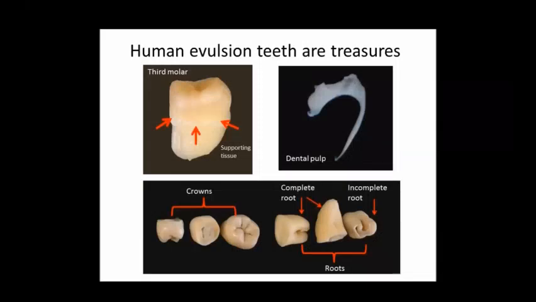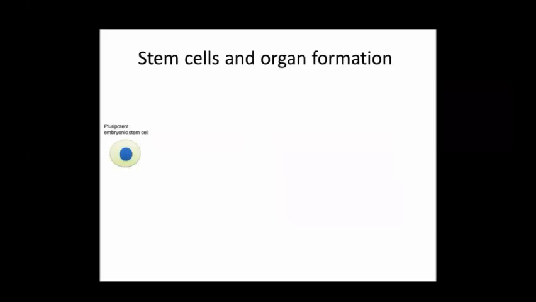Here, I will talk about the current research on oral stem cells. Before we talk about oral stem cells, let's take a look at stem cells and organ formation. In an organism, all the tissues are built from pluripotent embryonic stem cells. The embryonic stem cells differentiate into multipotent stem cells, including epithelial, mesenchymal, and other tissue-specific stem cells.